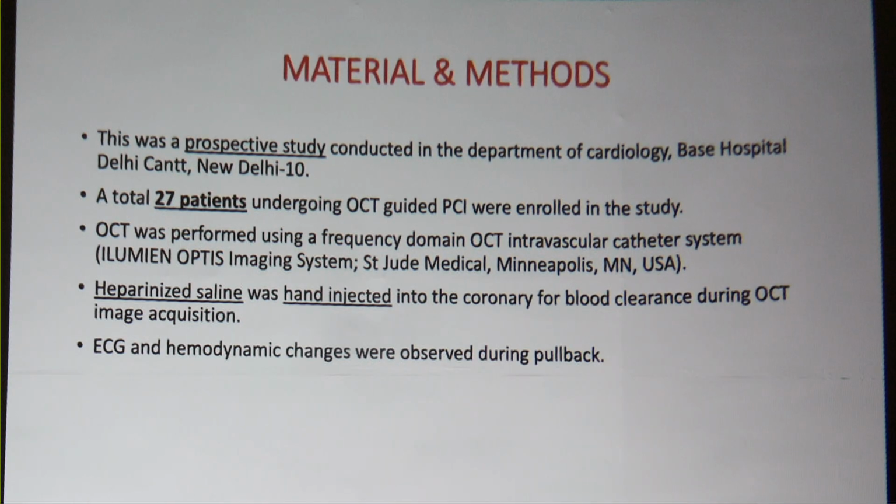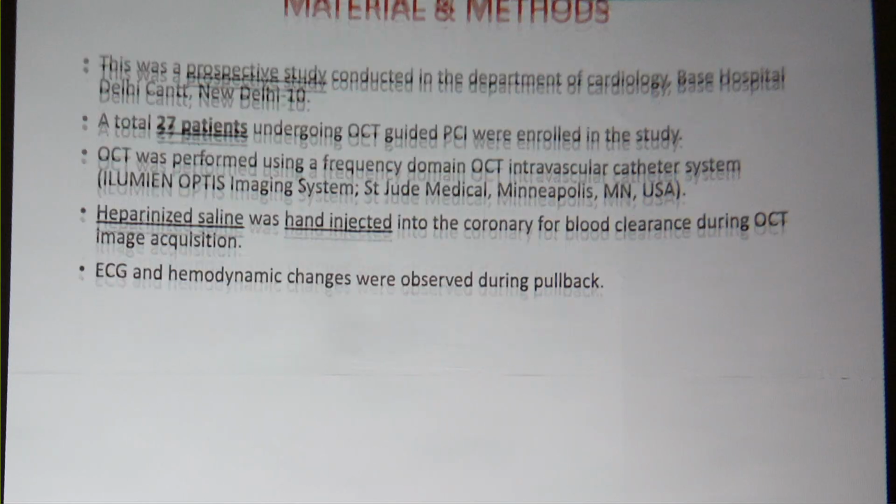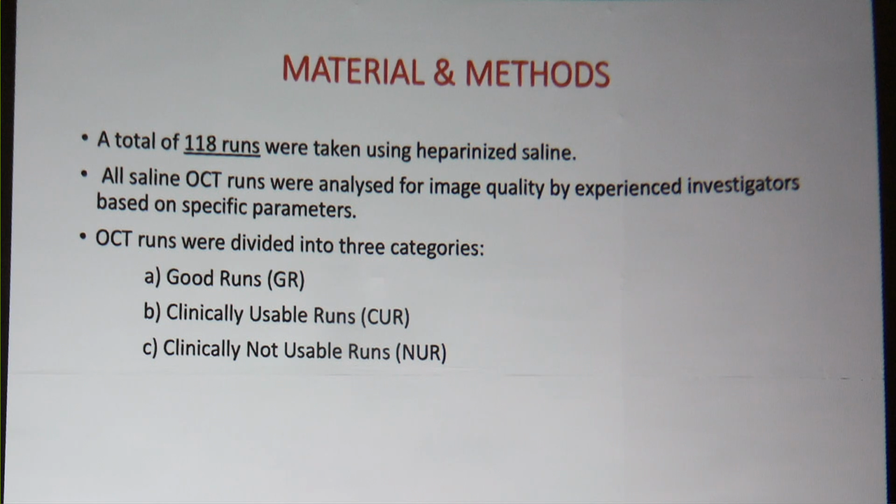This was a prospective study in which we enrolled 27 patients undergoing OCT-guided PCI. All were injected with heparinized saline. It was hand injected, because we were not sure how much volume of heparinized saline is required, and what the pressure will be. So we monitored ECG and hemodynamic changes during pullback. A total of 118 runs were taken and analyzed by experienced investigators, and we categorized the OCT runs into good runs, clinically usable runs, and clinically not usable runs.